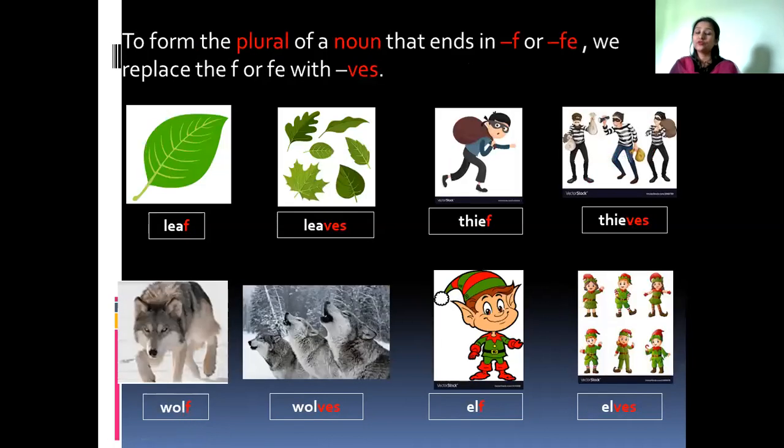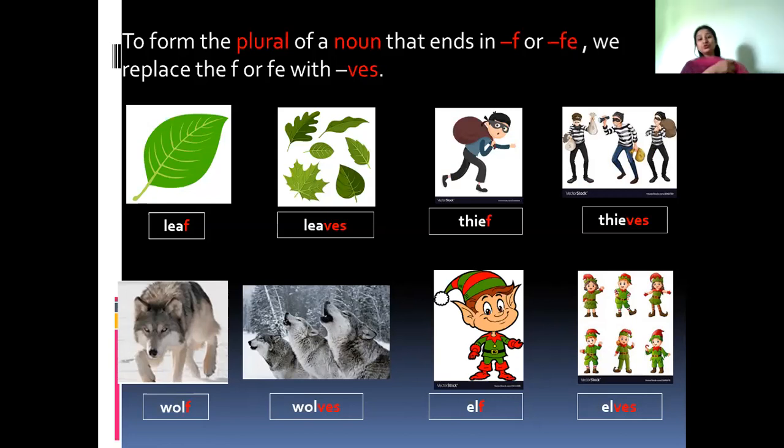Then we will see our fourth rule. Only 5 rules are there. These are so easy. Now we know generally we join S and make the plural form. If the noun ends with CH, SH, X, Z or O, that time we have to join ES and make the plural. If the word ends with the letter Y, that time we have to drop that Y sometimes and join IES, or sometimes we can join S only.